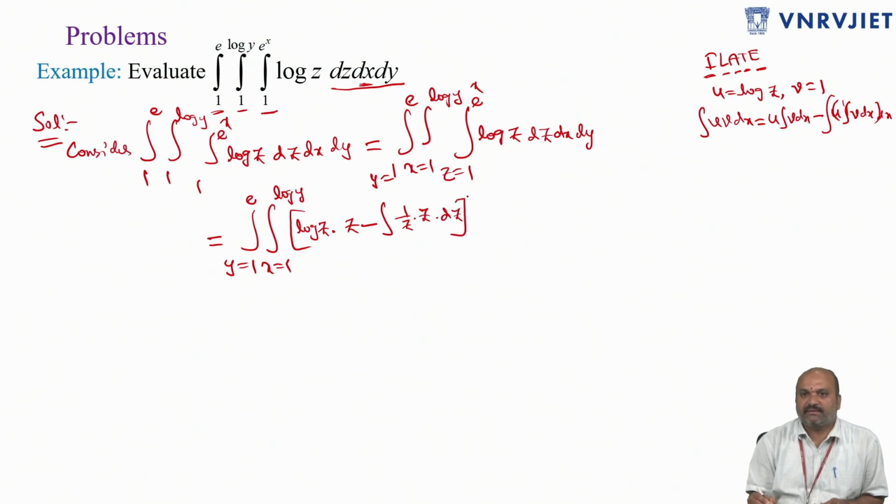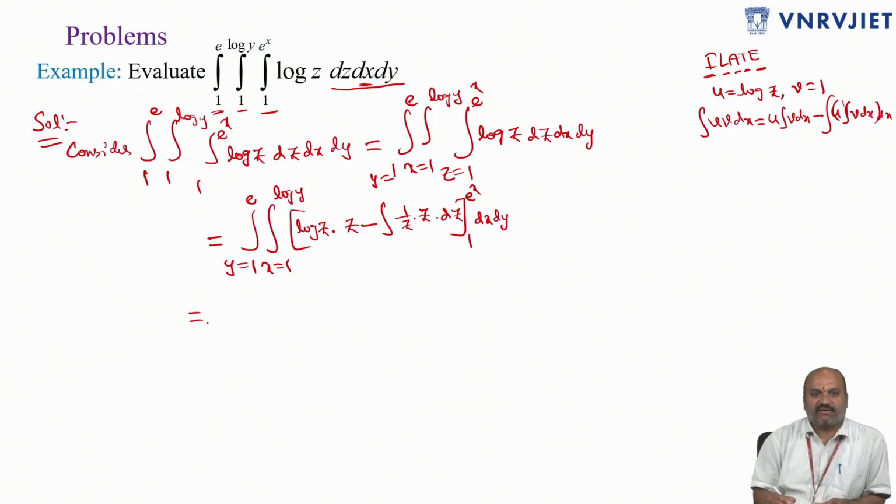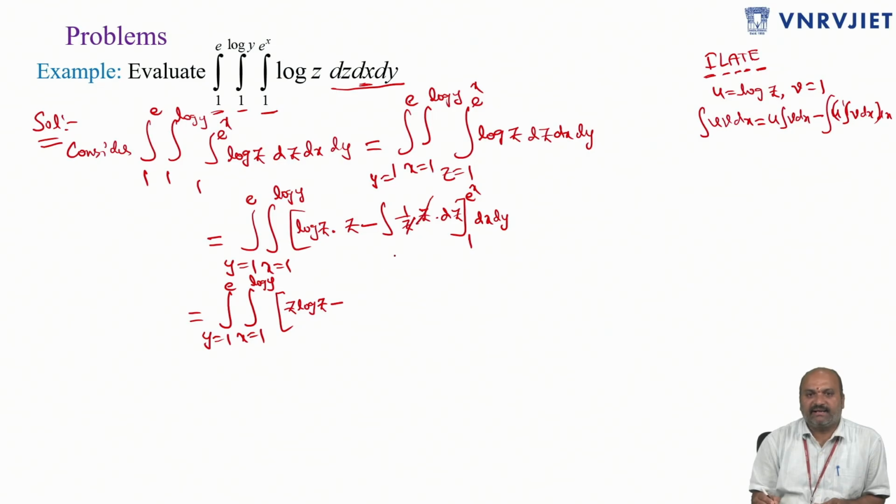So upper limit is e to the power of x, lower limit is 1, with respect to x. Next with respect to y, which is equal to, now integral y varies from 1 to e, integral x varies from 1 to log y. Let's integrate. This is z log z minus, see this z and z get cancelled, integral 1 dz is z, upper limit is e to the power of x and lower limit is 1, dx into dy.